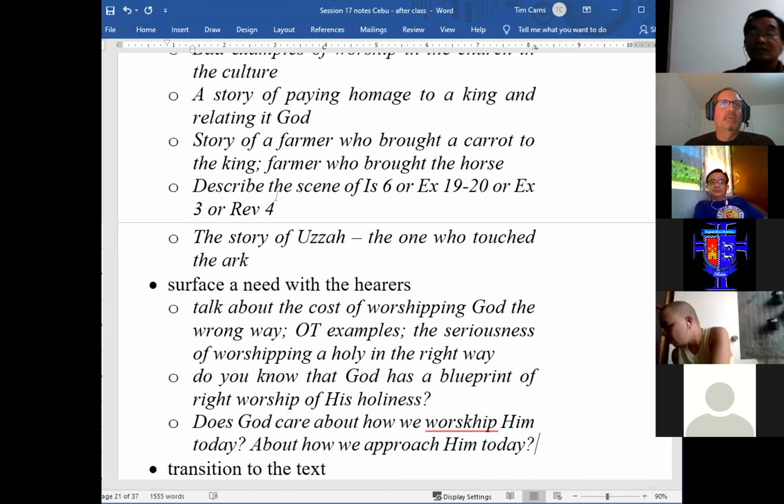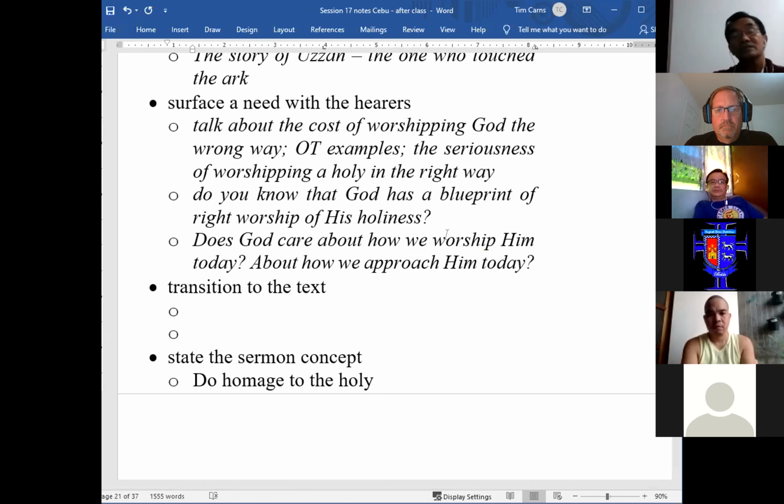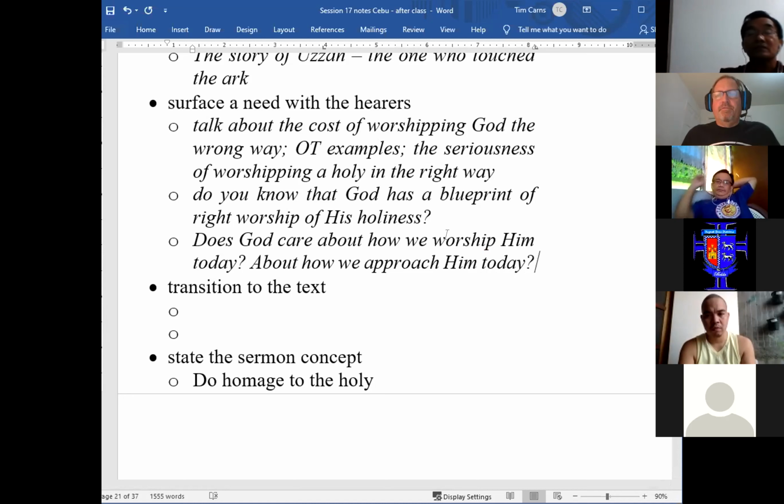Pastor Tim, I have a question. Yes. How should we limit surfacing a need? For example, the ones suggested there, we get it from another passage. What if we're not discussing that particular passage? Would it not give us a tendency to dwell more time, for example, when Pastor Sandy mentioned the blueprint in Exodus? The danger of spending more time instead of just surfacing a need with the hearers. Yeah, you have to be careful with that.